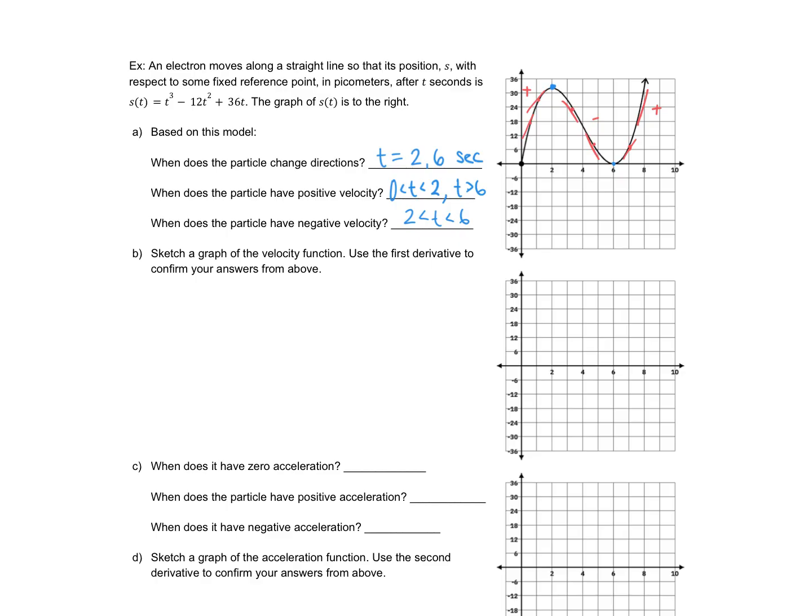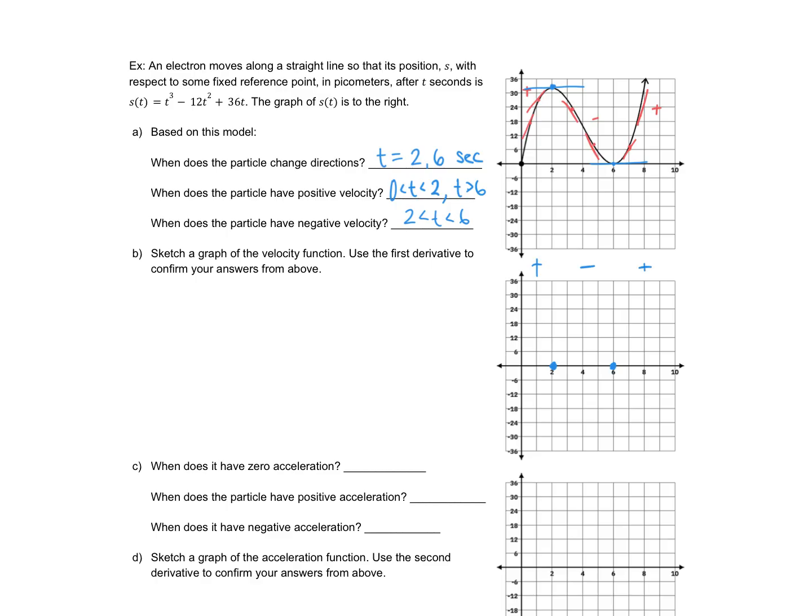So at 2 and at 6, the tangent lines are horizontal, which means at 2 and 6, velocity should be 0. The particle is stopped here, it's at rest, it's changing directions. But visually also, those look like maximums and minimums, which is where our tangent lines should be horizontal. I also know that between 0 and 2, my tangent lines should be positive. Between 2 and 6, they should be negative. And then positive again. So I'm expecting a parabola of some sort.